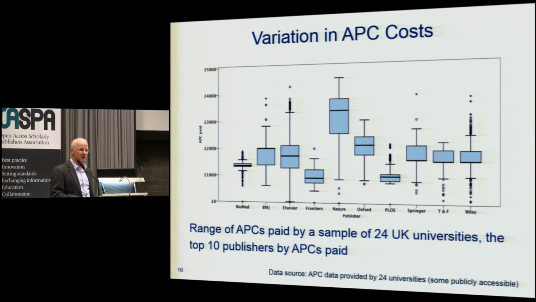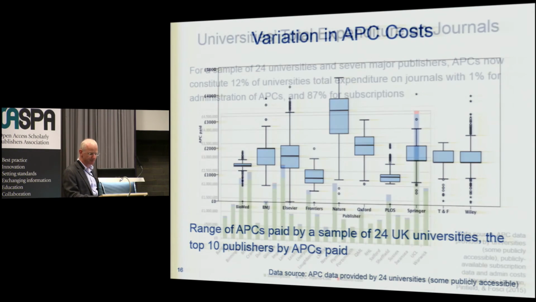These are the top 10 publishers in terms of APC payments. I don't have time to talk about them in detail, but you can see the variability across the publishers. There are 3 fully open access publishers there: BioMed Central, if you consider them to be a separate publisher, PLOS and Frontiers. Those are the top 10 publishers.